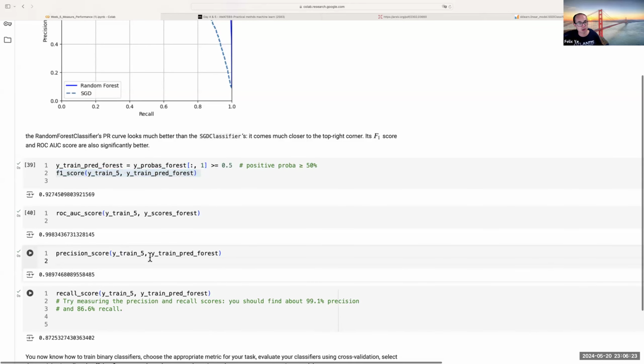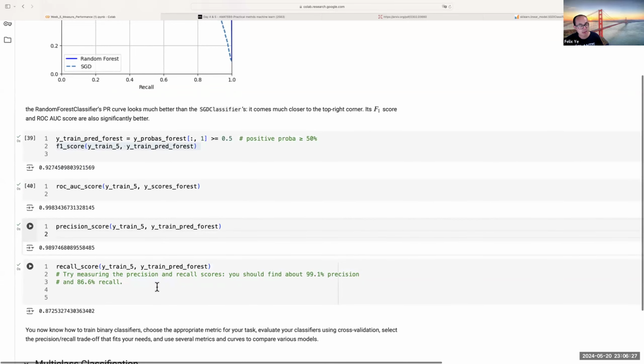And the same here. So you can do all these kinds of scores. The precision is almost 0.99, and the recall you are getting is 0.87, which are both significantly better than the SGD ones.